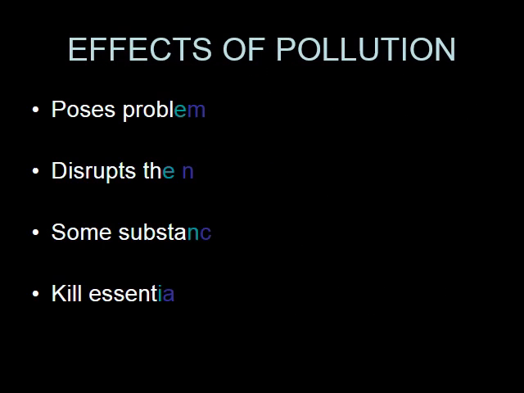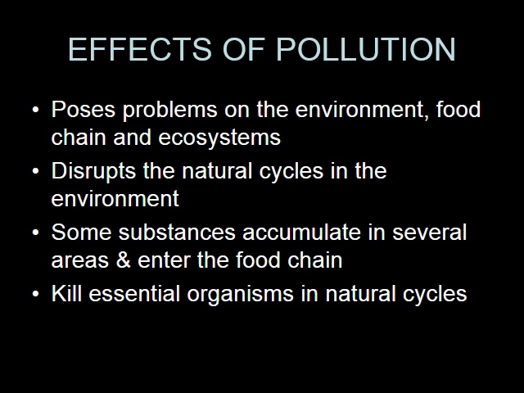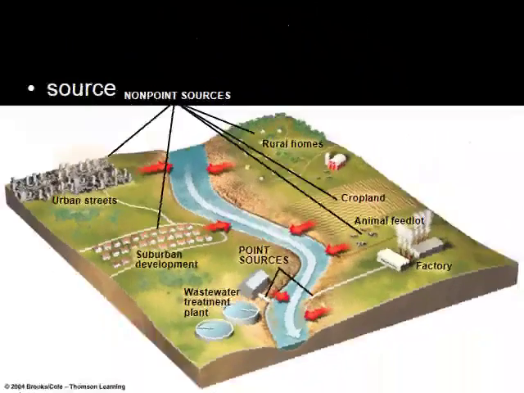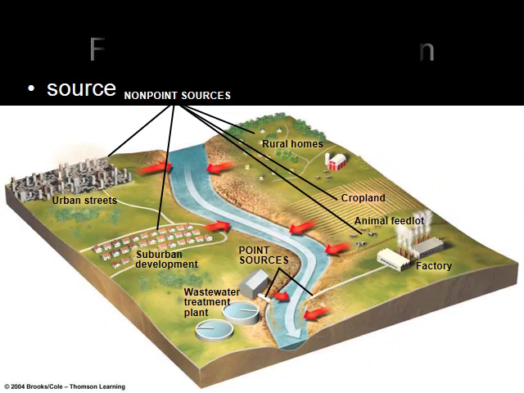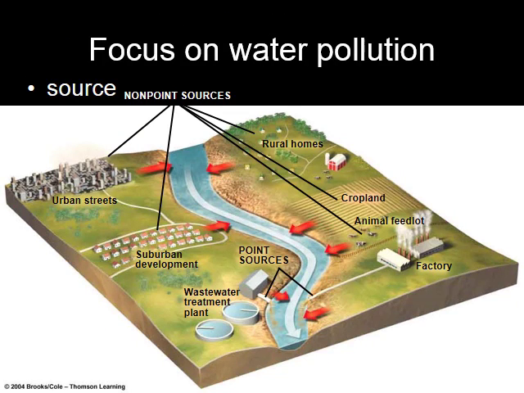Okay, so what are the effects of pollution? It poses problem on the environment, food chain, and the ecosystem. It disrupts the natural cycles in the environment. Some substances accumulate in several areas and enter the food chain, and it can kill essential organisms in the natural cycle. So this picture shows two sources of water pollution.